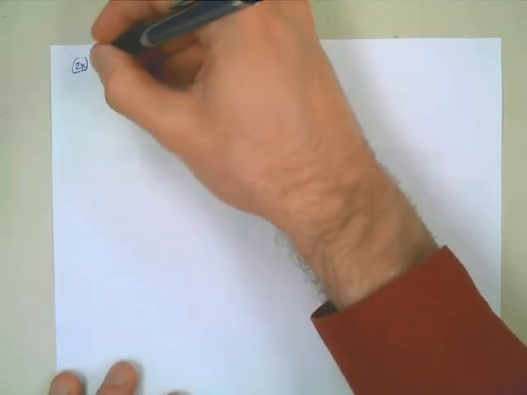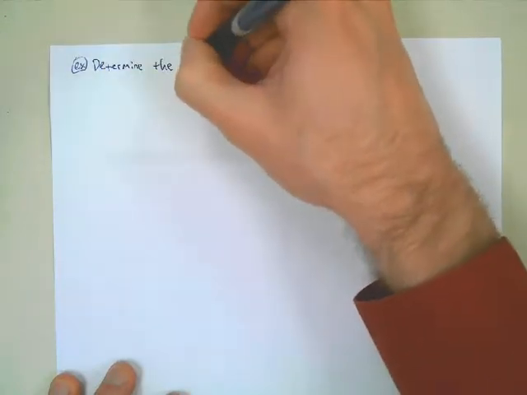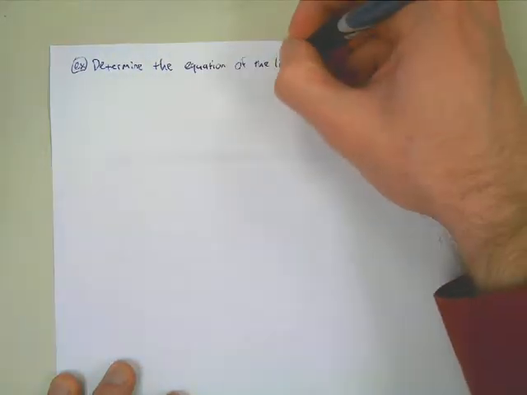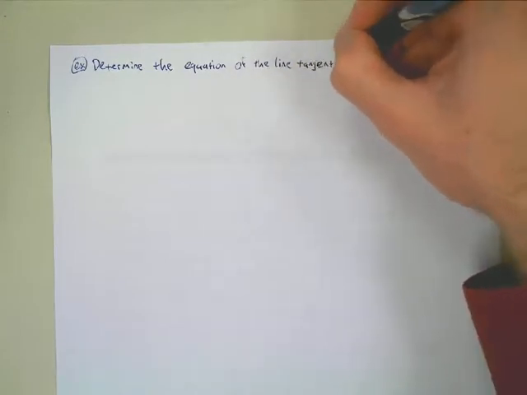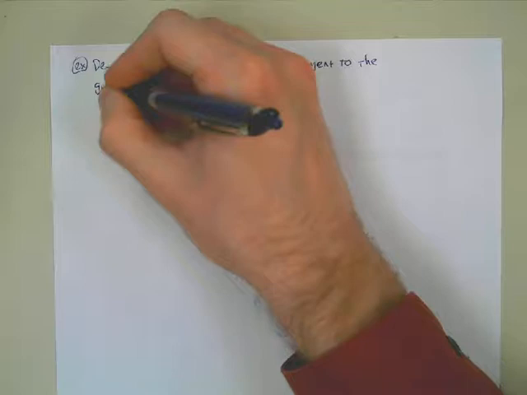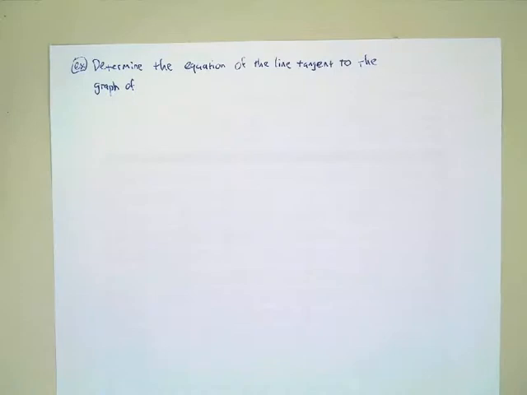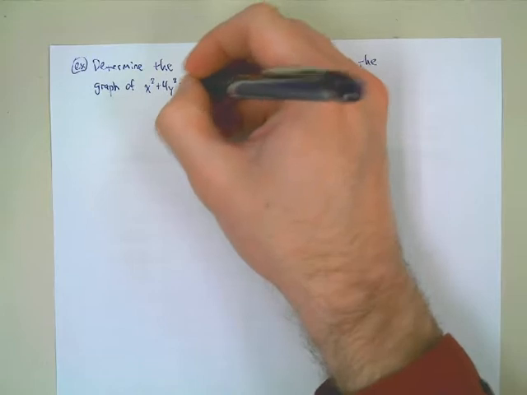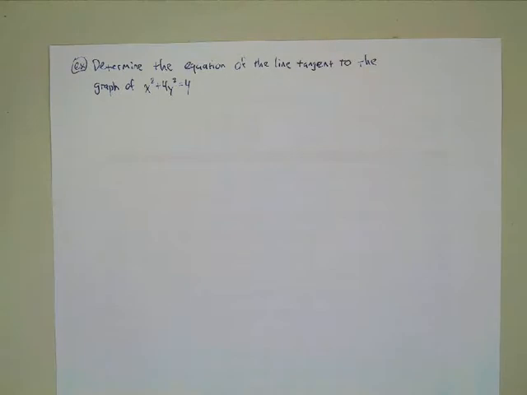Determine the equation of the line tangent to the graph of x squared plus 4y squared equals 4.